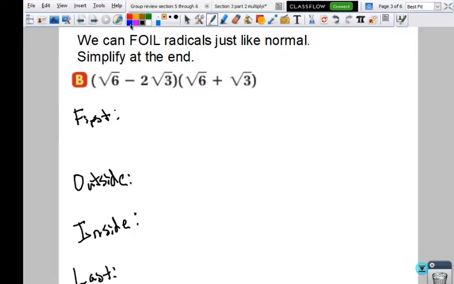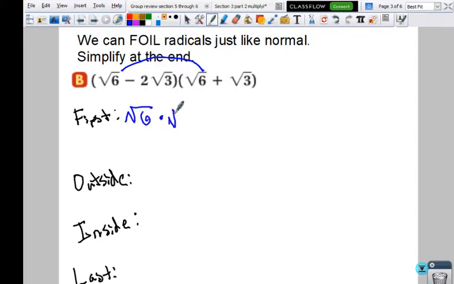It's going to work pretty much just like it did last time, but I'm not going to lie, it's going to be a little more complicated. So we're going to multiply. Okay, so we're going to go through and multiply the first together, square root 6 times square root 6.